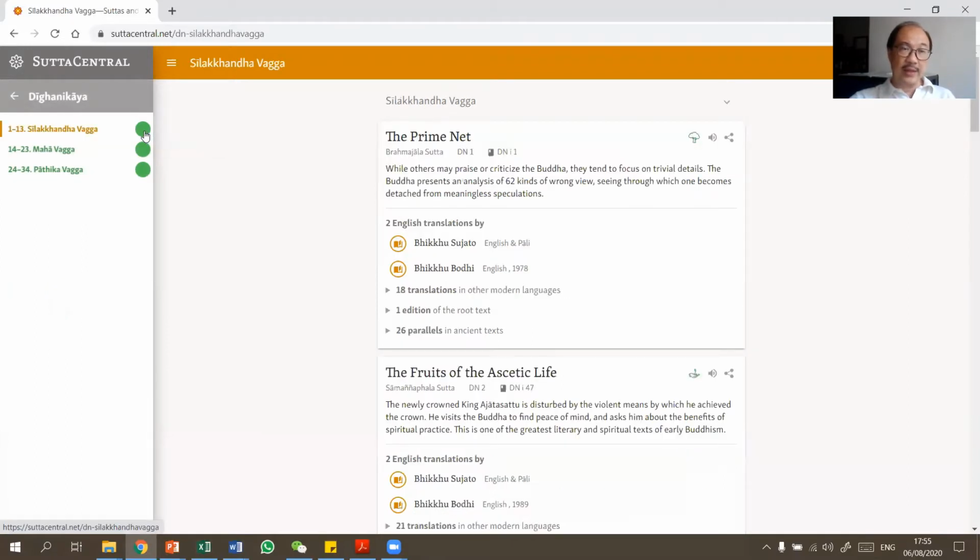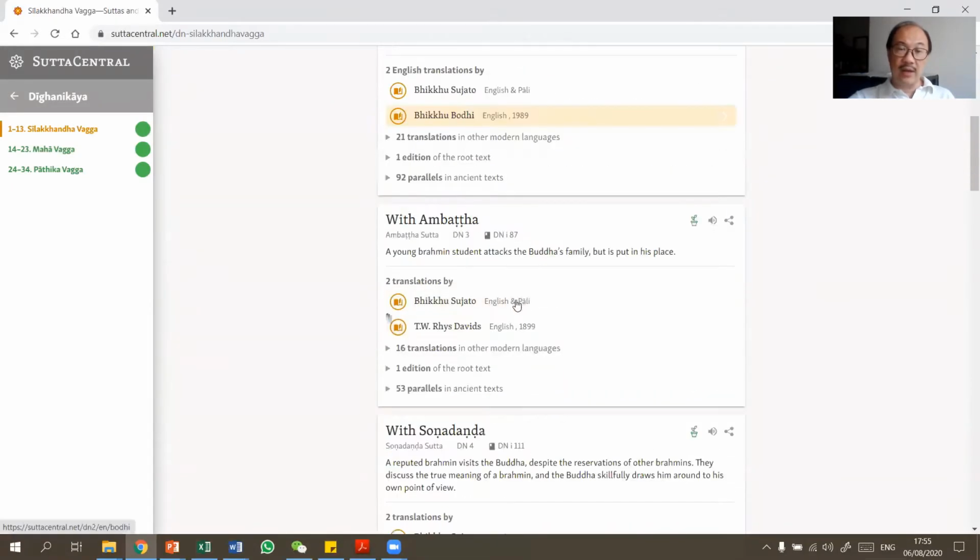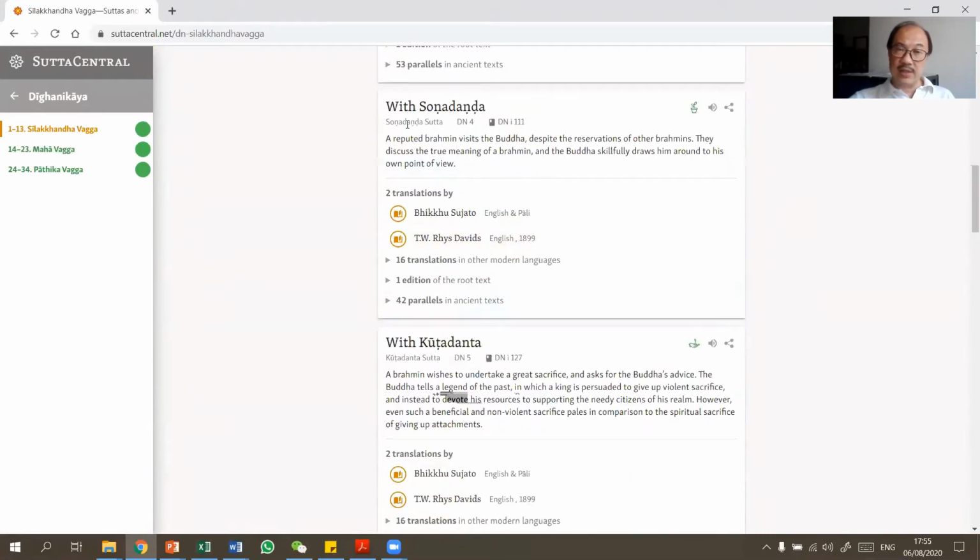So once you click into the vargas over here, you can find the Brahmajala Sutta, Digha Nikaya 1, and then you have number 2, and all the suttas are all here. And mention the Sonadanda Sutta, Digha Nikaya number 4. If you'd like to learn more about this sutta, of course there's a synopsis for you.